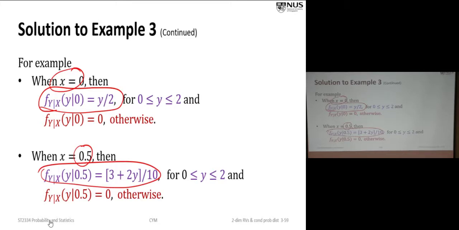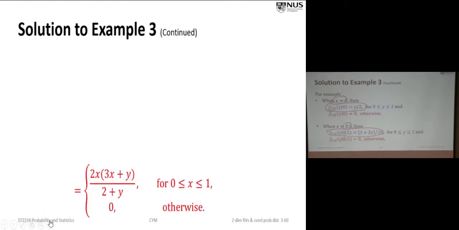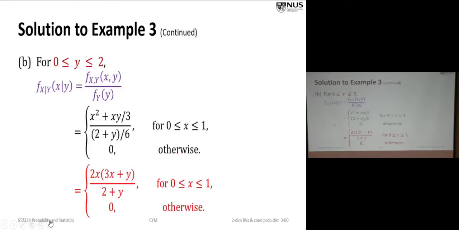Now you can see the two conditional distributions, when x equals 0 and when x equals 0.5, are different. They're not the same. What does it mean? It means that x and y are not independent. The knowledge about x gives you a different view about the behavior of the random variable y. Okay, so similarly, for the conditional of x given y.